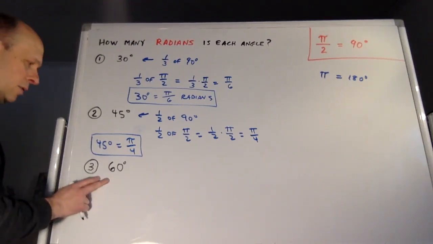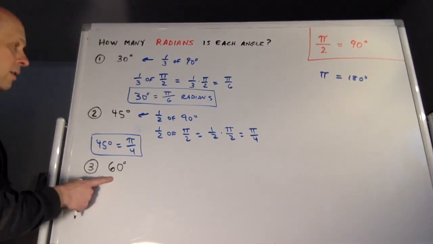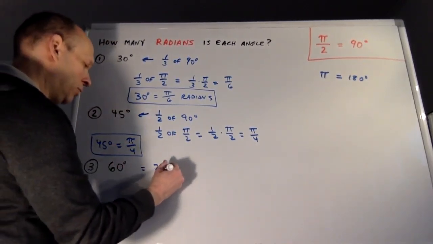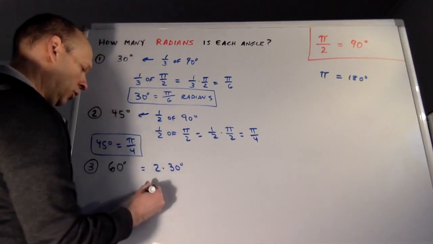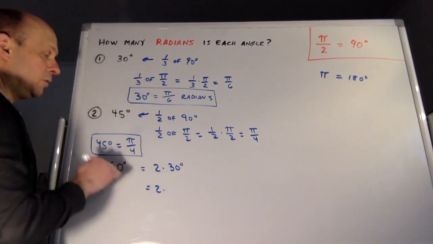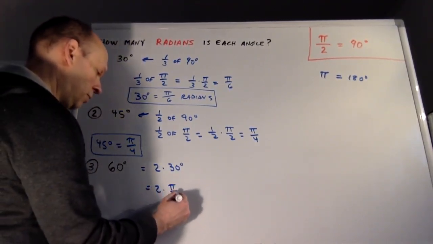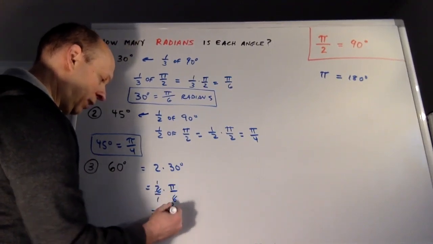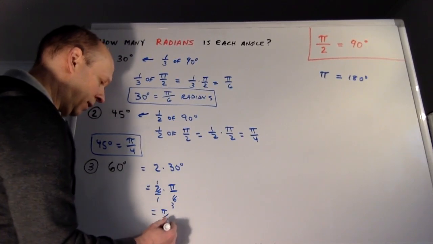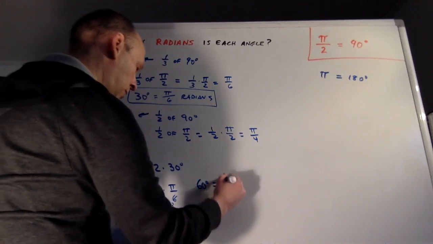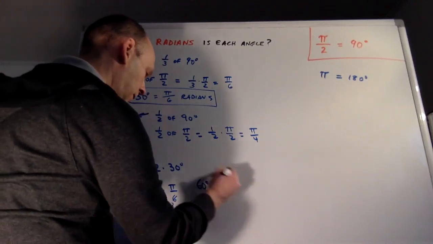Now, how do we get to 60 degrees? Well, let's think about that. 60 degrees is twice 30 degrees, right? So 60 degrees is 2 times 30. So it's going to be 2 times whatever 30 degrees in radians is, and we just figured that out. It's pi over 6. So 2 times pi over 6, and of course the 2 becomes a 1, the 6 becomes a 3, and we get pi over 3. So it looks like 60 degrees is pi over 3 radians.